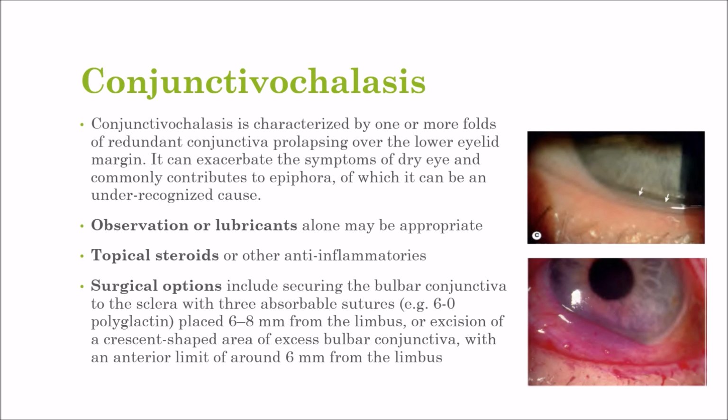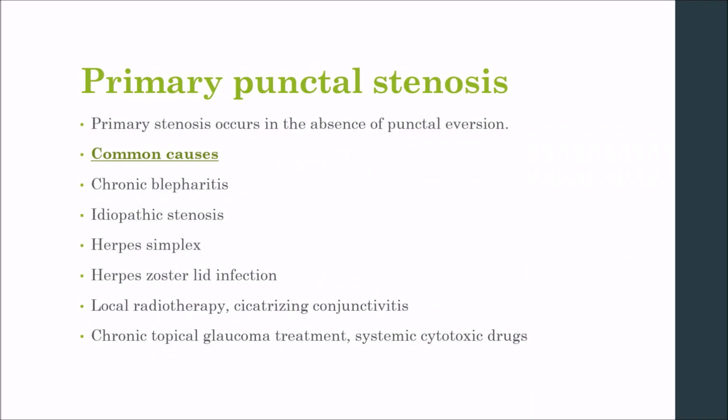Our next pathology is primary punctal stenosis, which occurs in the absence of punctal eversion. Common causes include chronic blepharitis and idiopathic stenosis. Other causes include herpes simplex and herpes zoster infection, local radiotherapy, cicatrizing conjunctivitis, chronic topical glaucoma treatment, systemic cytotoxic drugs such as 5-fluorouracil, and rare systemic conditions such as porphyria cutanea tarda.